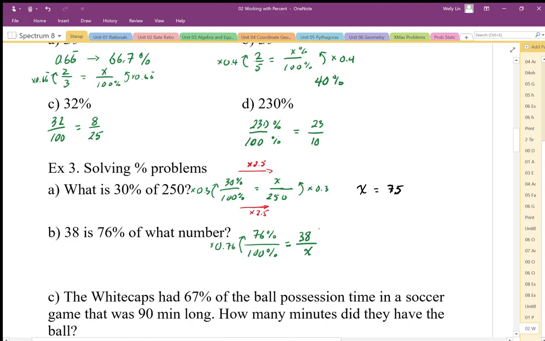Okay. Now instead of going from bottom to top, we're going the other way around. So we're going to divide by 0.75. Okay, so we end up with x equals the 38 divided by 75%. That's something you need a calculator for. So we're going to do 38 divided by 0.75, and that gives us 50.66.